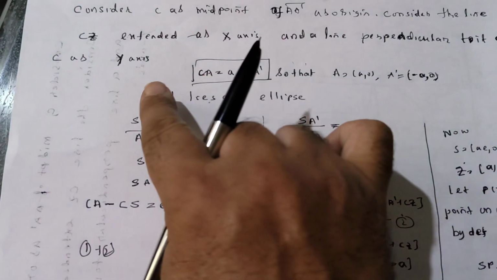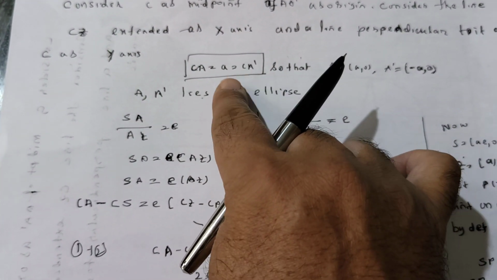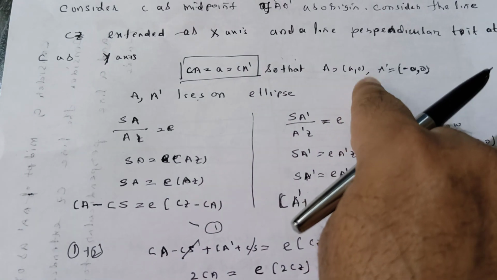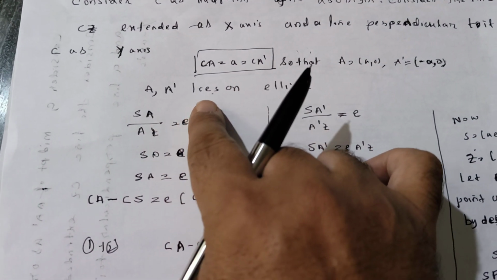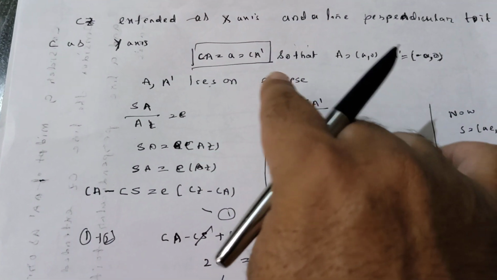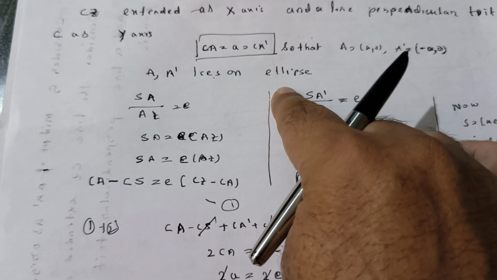And the line perpendicular to it as y-axis, CA is equal to CA dash is equal to A, so that A is equal to A comma 0, A dash is equal to minus A comma 0. A comma A dash lies on the ellipse. Why do we specify this statement?